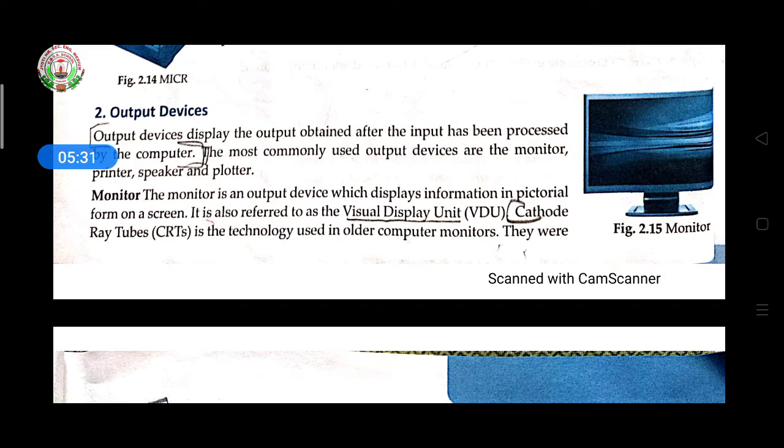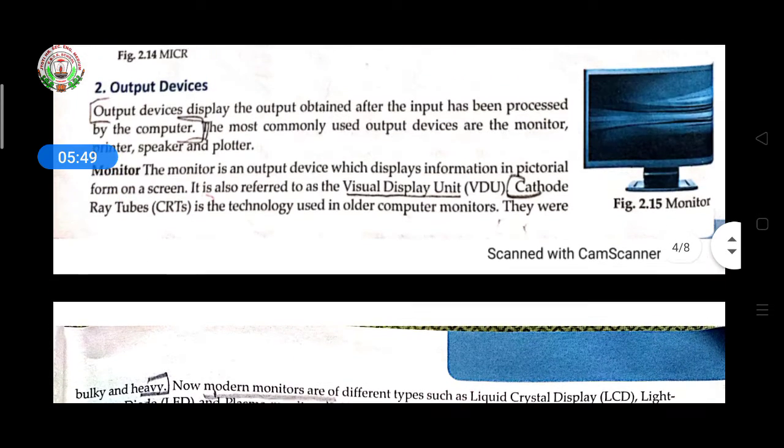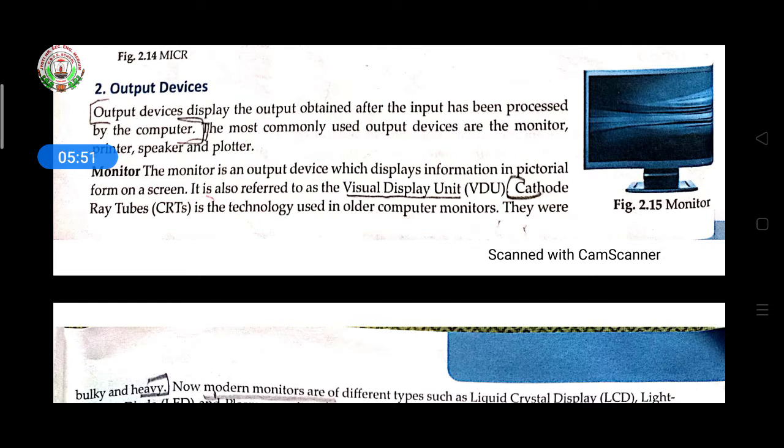So the first one is the monitor. The monitor is an output device which displays information in pictorial form on a screen. It is also referred to as a visual display unit. Then cathode ray tube is the technology used in older computer monitors. They are bulky and heavy. So the monitor is an output device which displays information in pictorial form on the screen, also referred to as a visual display unit.